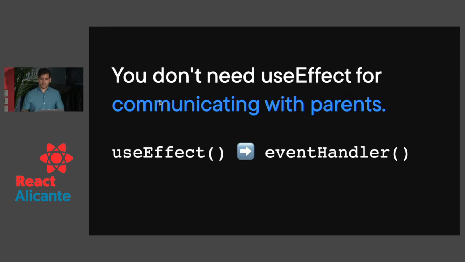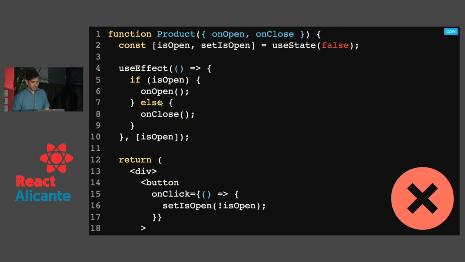Okay, so third thing, you don't need useEffect for communicating with parent components. Instead, you could do this right in the event handler like we talked about. One classic case is you might have an onOpen and onClose prop where your parents can put some event handling logic in there. Let's say you close a product and you want it to do something when it closes, or when it opens, you want it to do something else.